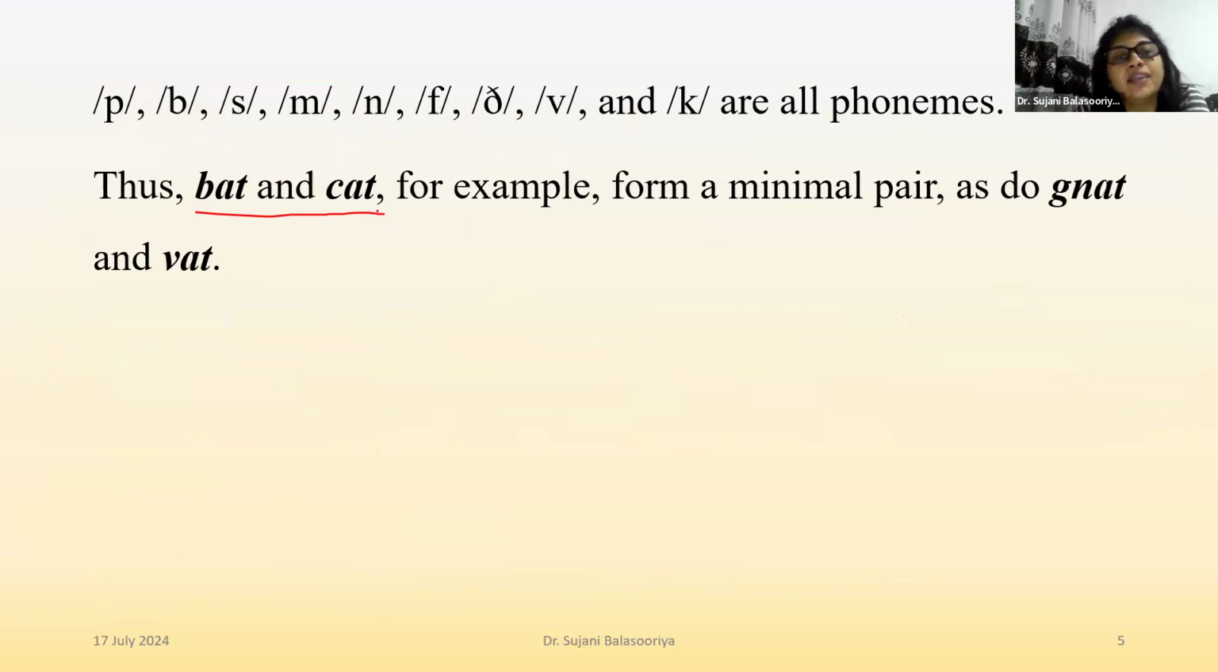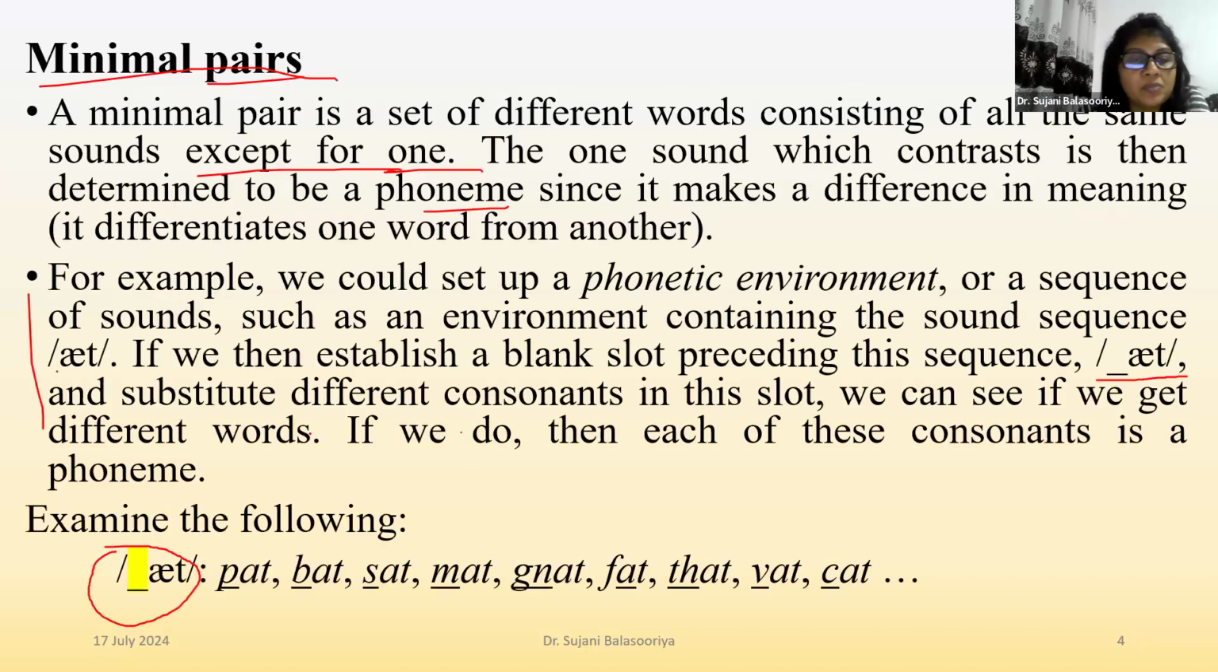Bat and cat, we can identify as a minimal pair. These two words form a minimal pair. Like nat and wet. Right? Okay. Now I ask you to think a little bit more here. Now I hope this point was clear to you.